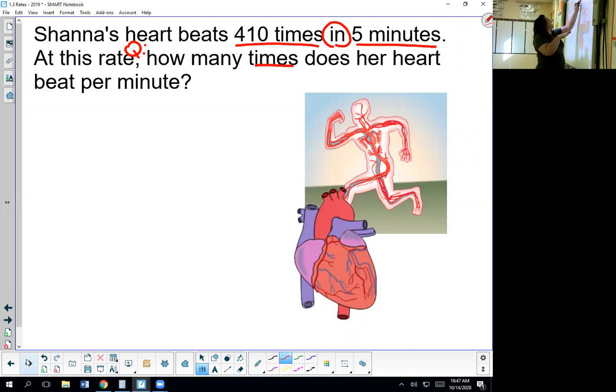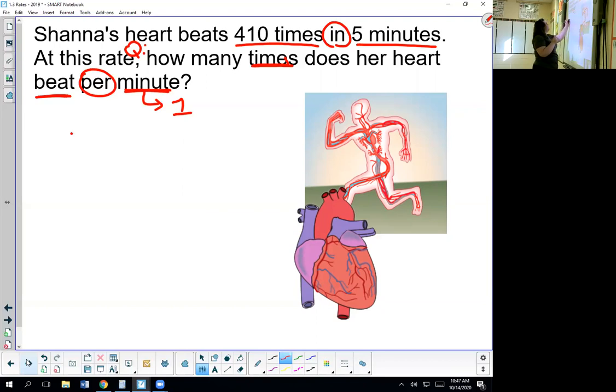How many times, so that's the times as in the beating, not as in multiply. How many times does her heart beat per minute? What do I want to know? I want to know how much it beats in 1 minute. So the goal is for 1 minute. It says beats per minute. So this is time, so 410 times, that's her heart beating per minute.